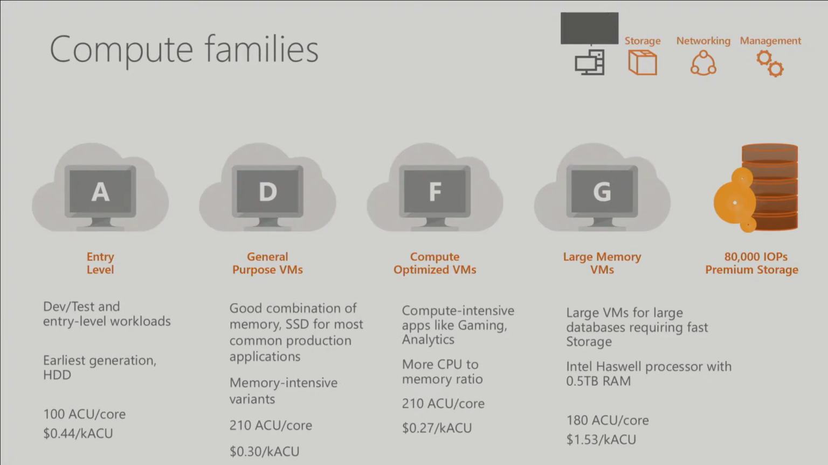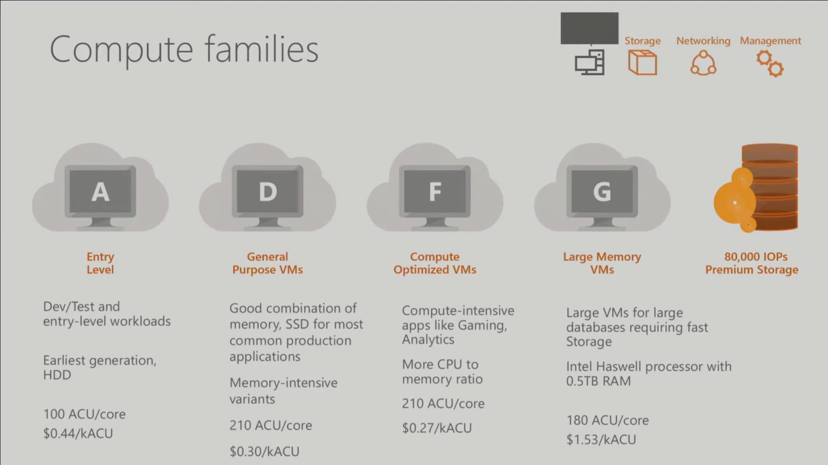The next series, F series, we launched about a couple of months ago. These are compute optimized VMs. You want a lot of processing power, but you don't really care that much about the memory. These are for applications like analytics and gaming. You see that the processing power is as much as you have on the D series, but it's priced better, so it's a better price per performance story if you want just more processing capability.